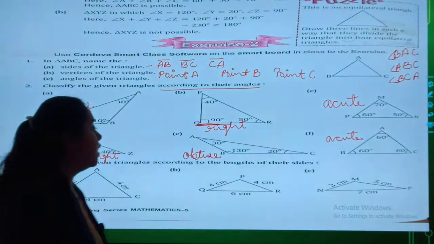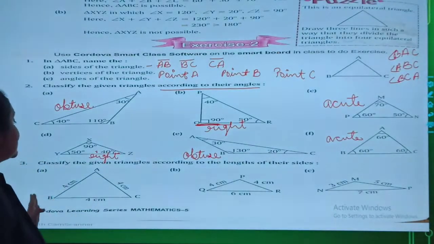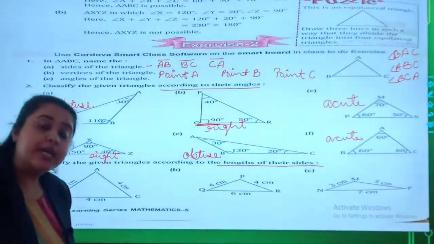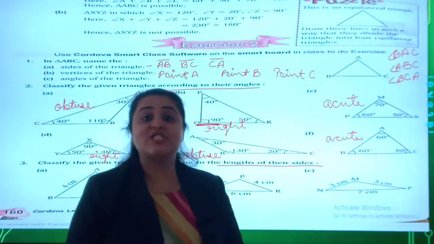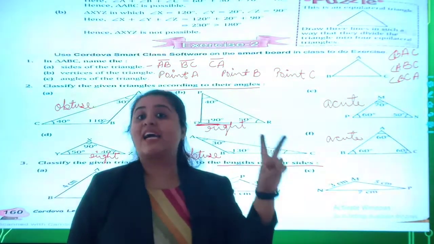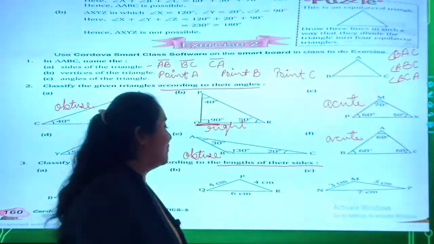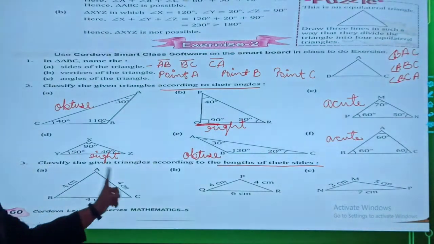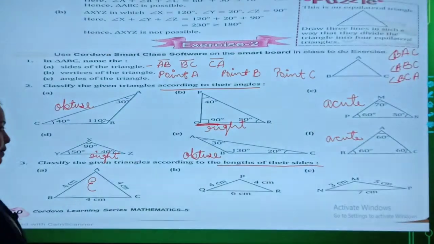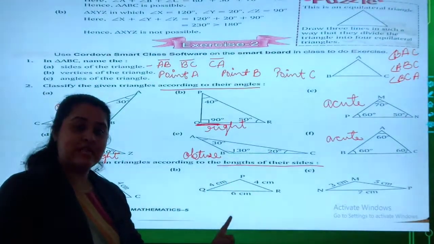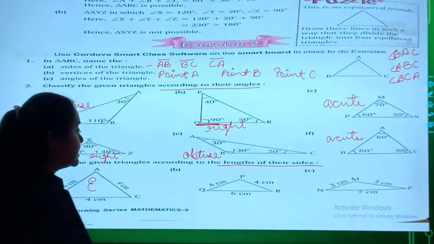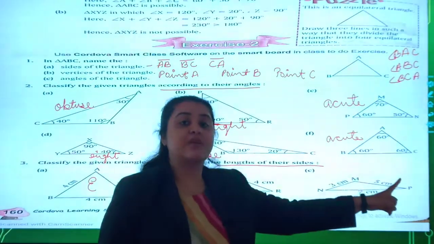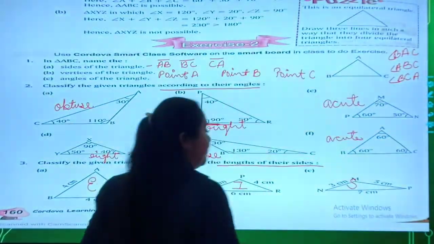Understood students? Now third question. Classify the given triangle according to the length. I need to do according to length. So which three classifications were there according to length? Equilateral, isosceles and scalene. Remember? Equilateral, in that all the sides are equal. See, 4, 4, 4. So this is equilateral. 4, 4, 6. When two sides are equal, then it is isosceles. When all the three sides are different, then it is scalene.